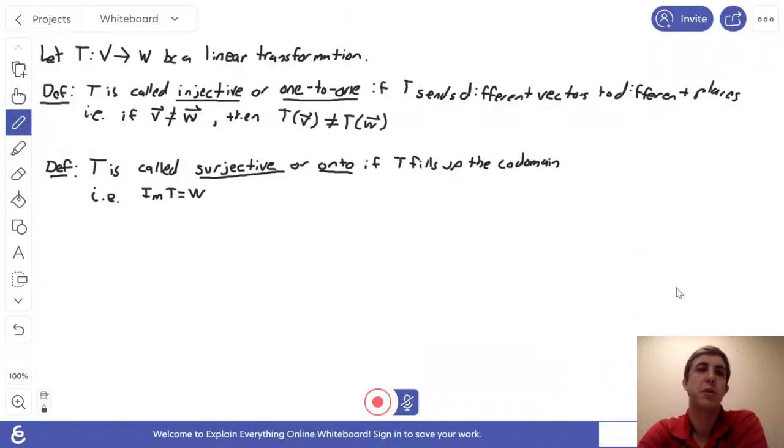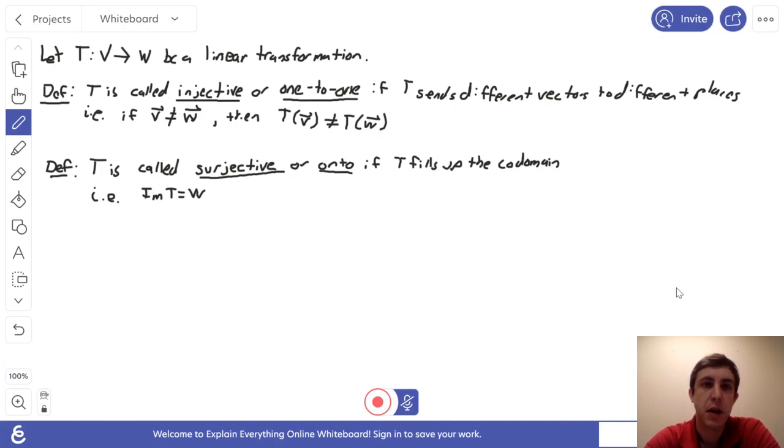In this video, we're going to quickly describe the definitions of injective and surjective linear transformations. So suppose we're given a linear transformation T from V to W. V and W can be any vector spaces, but if you like, think of them as Euclidean spaces. So the first definition is of an injective linear transformation.